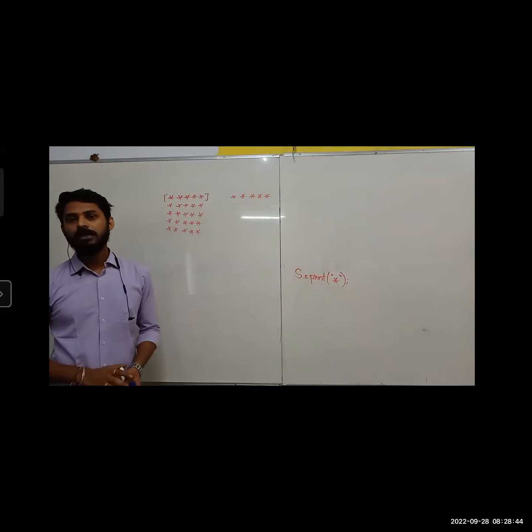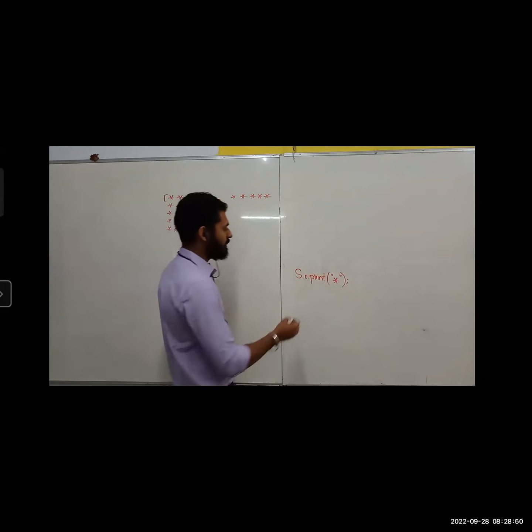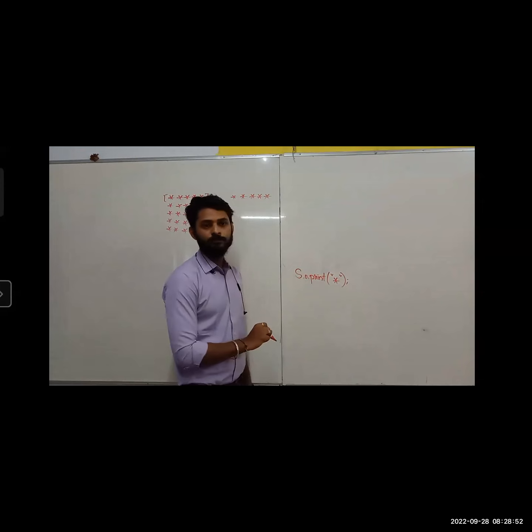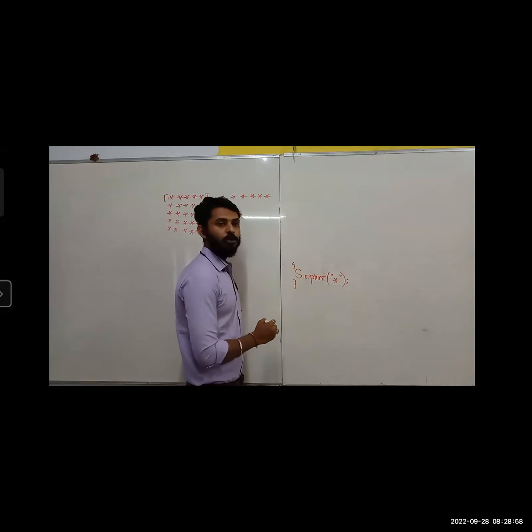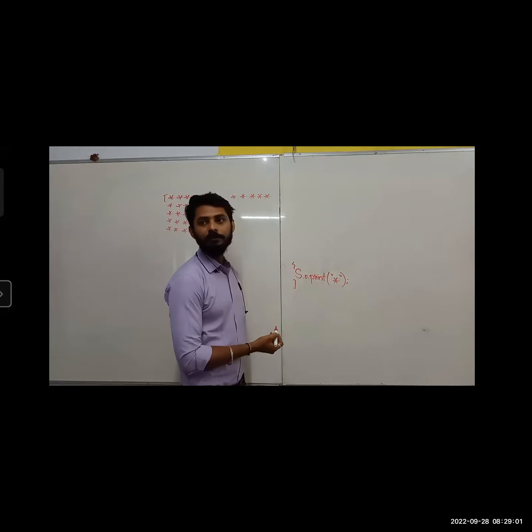But do I want one single star? No. I want to do this for how many times? Five times. If I want to do this task five times, what should I do? Which loop? Enclose this statement within one loop. Which loop will I be using? I'll be using a for loop.